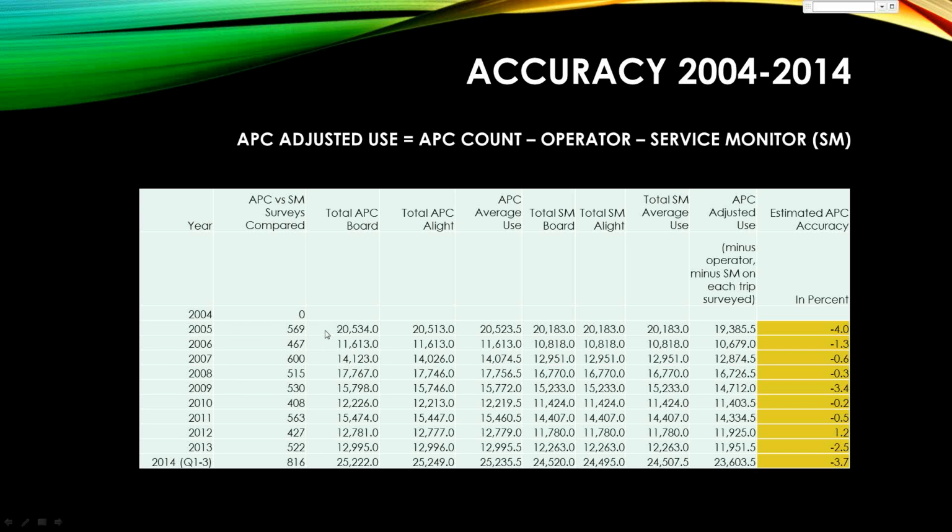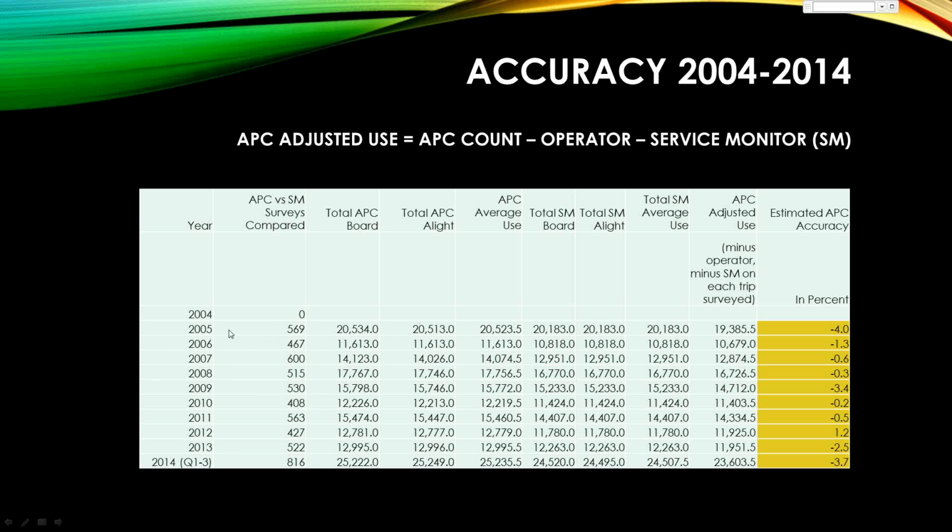One of the things you have to remember about APCs is they count everything that goes on the bus, and they would count both the service monitor, which is a person that's actually doing the counting, as well as our operator when he gets on the bus. Our service monitors, however, only count the passengers getting on and off, and they do not count themselves or the bus operator.